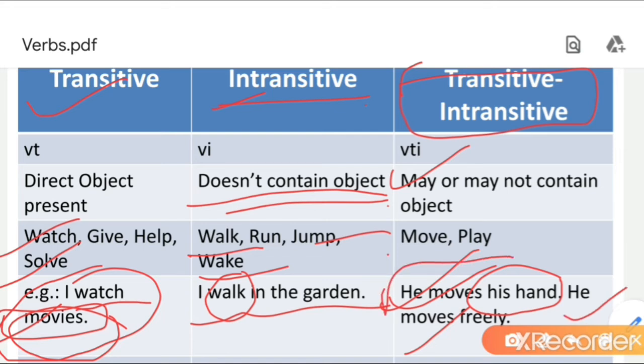Now another sentence is, he moves freely. If I ask what he moves, I don't get an answer. Whom he moves, or whom does he move, we don't get an answer. That's why it's an intransitive verb in this particular sentence.